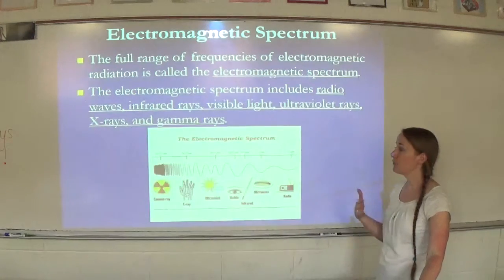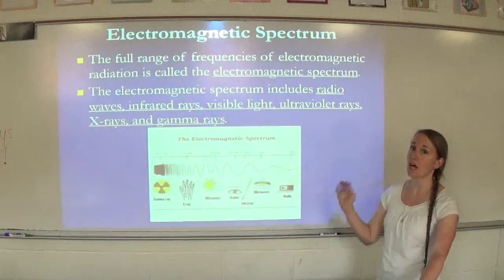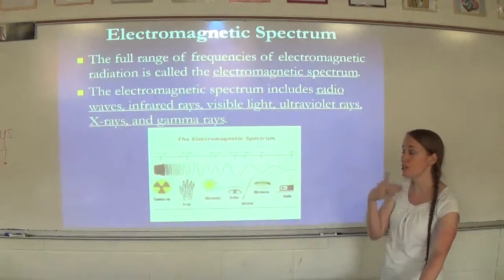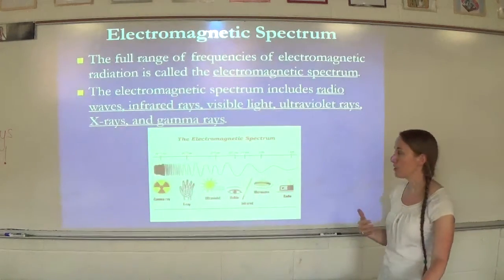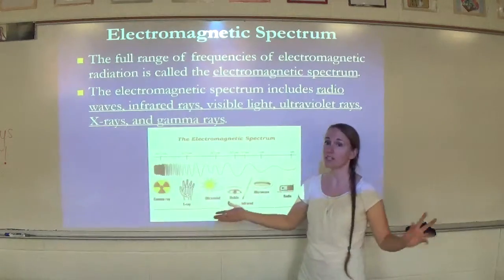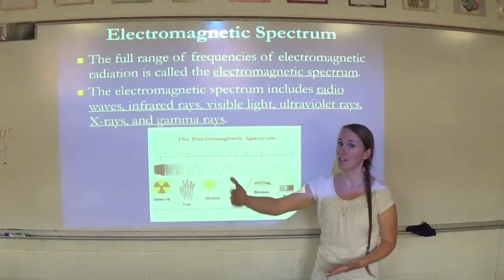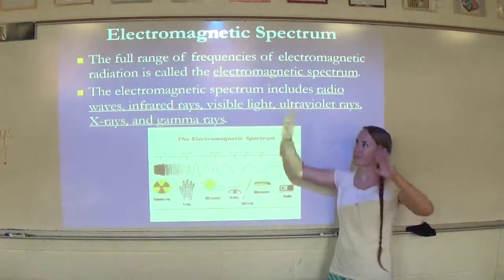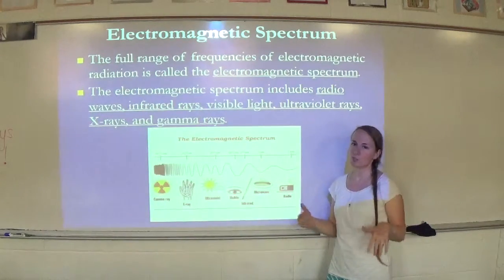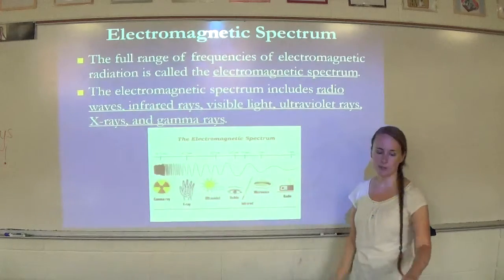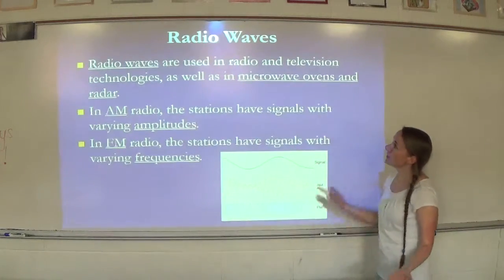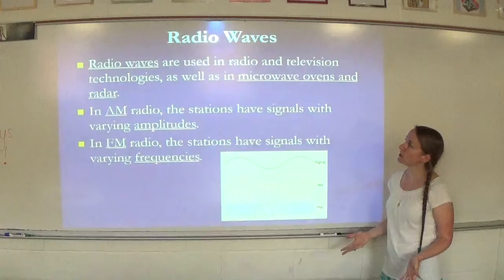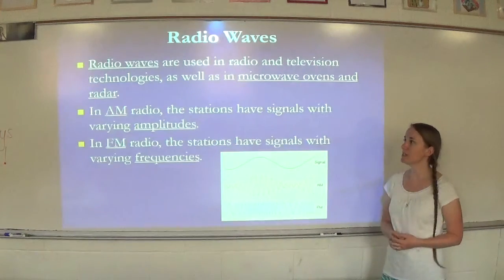And of course, that high frequency means those particles have a lot of energy, so they start to get dangerous to enter our bodies. Like we all know X-rays. Where does the X-ray technician go? They go behind the wall because they don't want to be exposed to those all the time. Whereas radio waves are passing through the air all the time, and we're all exposed to those, but they have much lower energy, so they're not as dangerous. So radio waves are used in radio and television technologies, as well as in microwave ovens and radar.